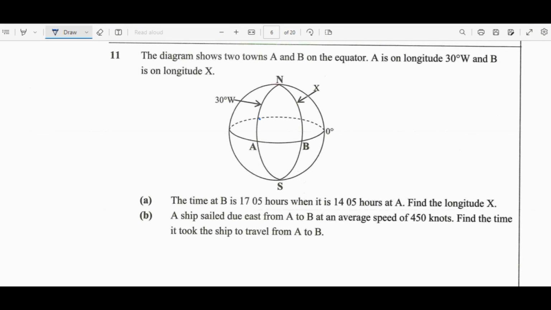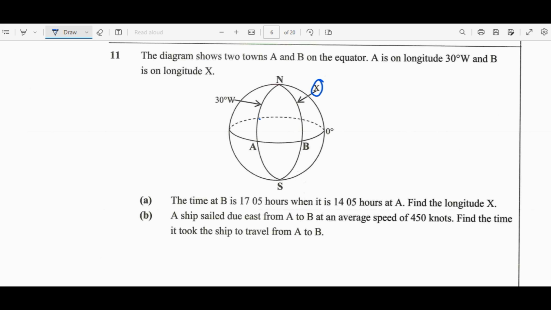Welcome guys. In this video we are going to continue with math paper 1 for the year 2023 for the internal candidates, and we are beginning from question 11. So the diagram shows two towns A and B on the equator. A is on longitude 30 degrees west and B is on longitude X. Question A, the time at B is 17:05 hours when it is 14:05 hours at A. Find the longitude X. So we want this longitude.